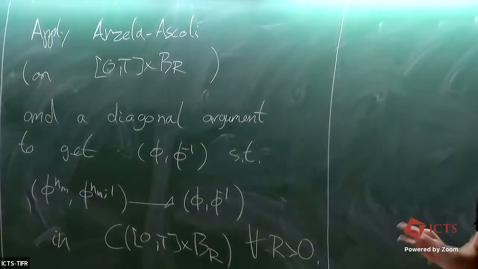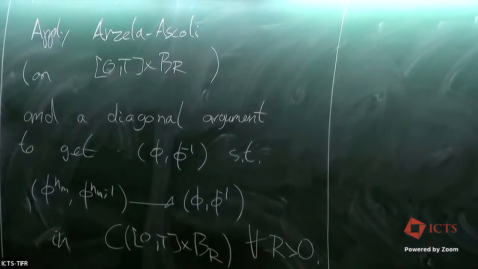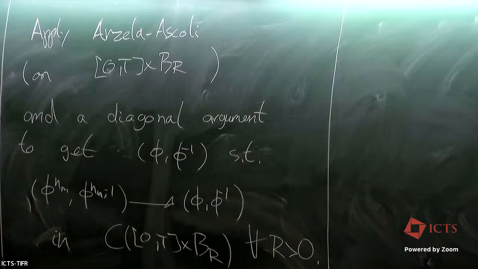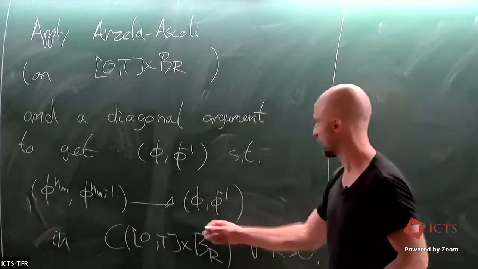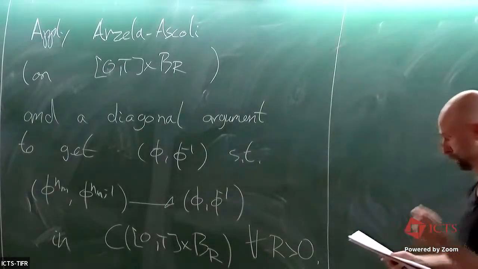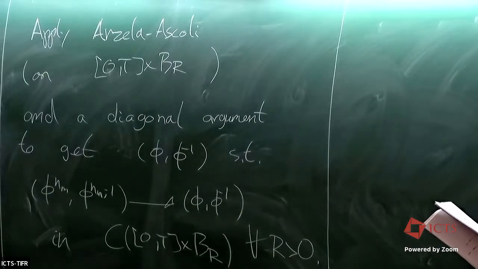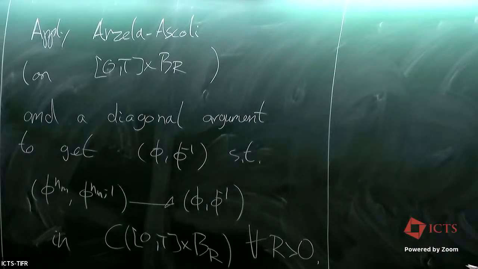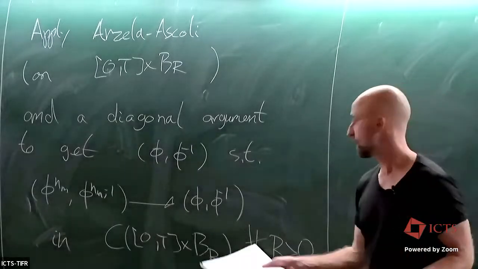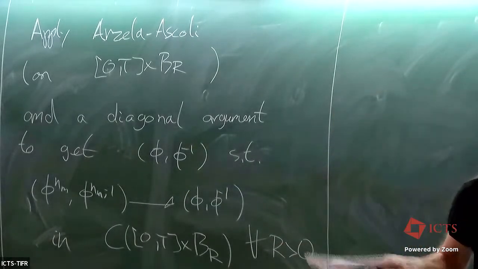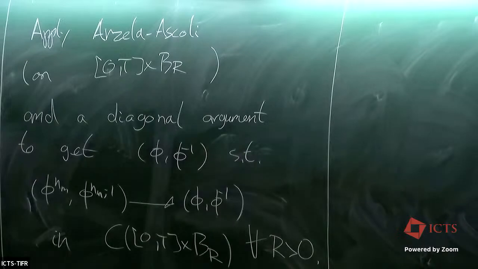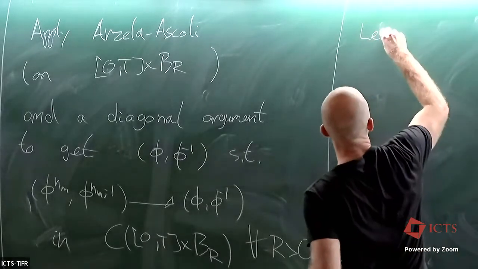Okay, I'm skipping a few details here, but right. You can do this on each ball, and then you do counter diagonalization, and then you get something which is converging to this limit. Okay. And now the next thing we want to do is to prove that actually this phi is a solution of the nonlinear system.